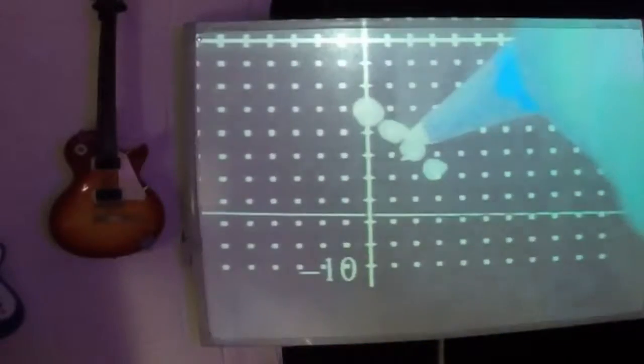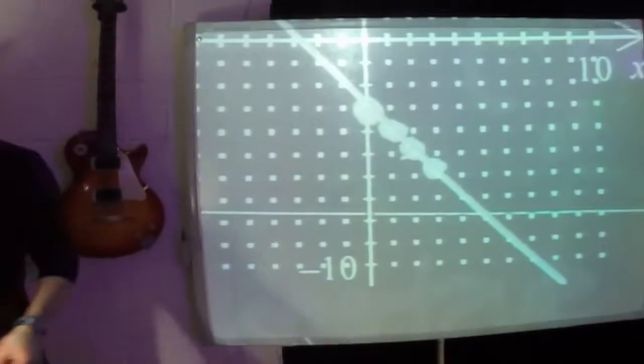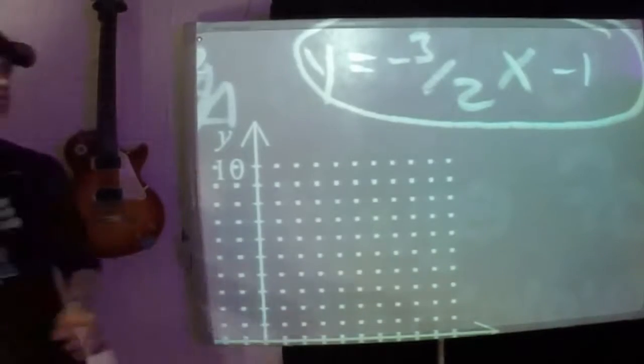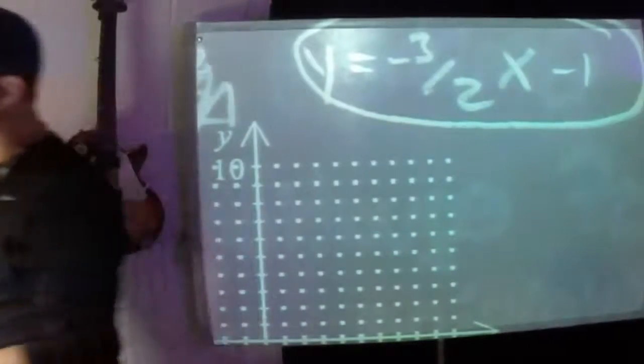Carefully get it drawn. There we go. Now I've got to put my second line on. I need to start with the y-intercept, which is what? Negative 1. So -1, a dot straight down to -1.